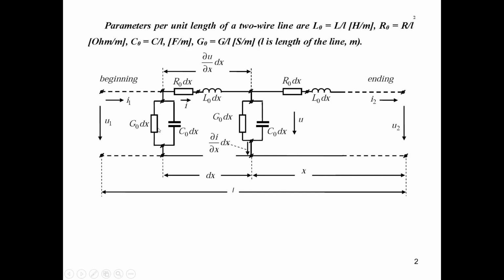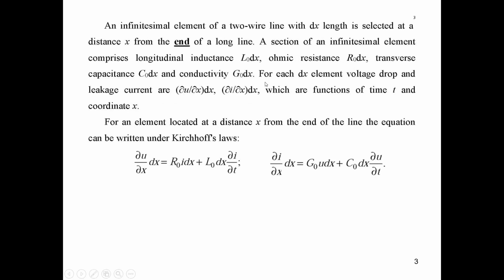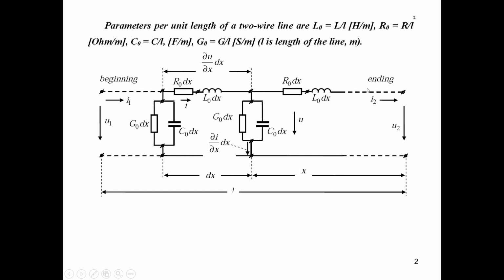capacitance and parameter G0, which corresponds to leakage current through insulation between these two lines. And at writing down second Kirchhoff's law for such a branch and first Kirchhoff's law for current here, we can write down the so-called telegraph equations, which connect currents and voltages with specific parameters of such a line. Specific parameters are L0, R0, C0, G0.